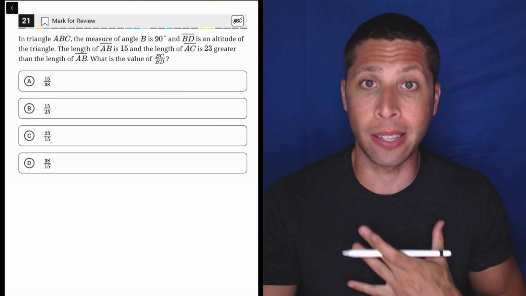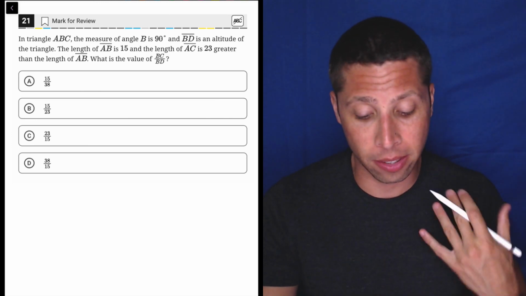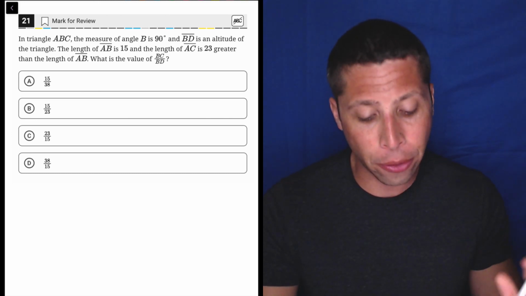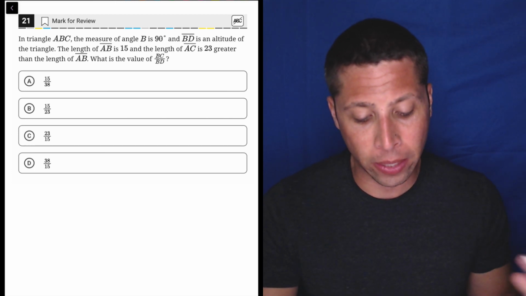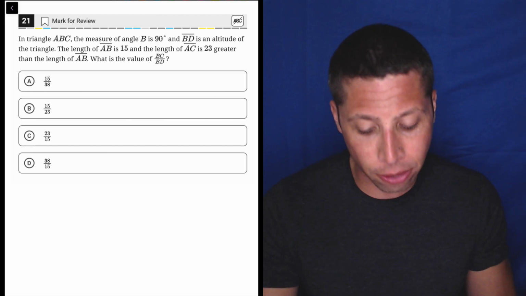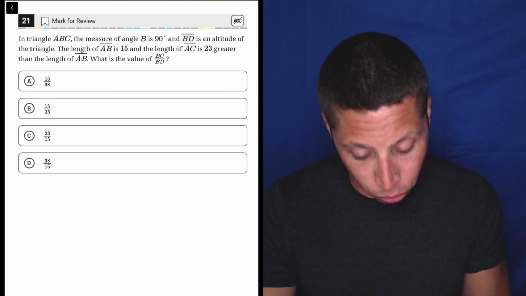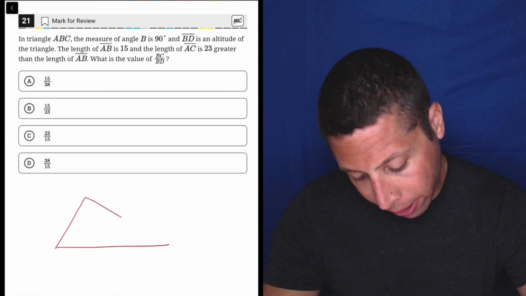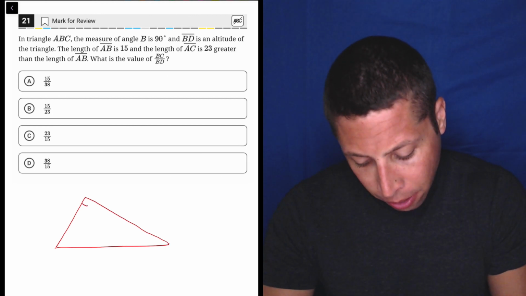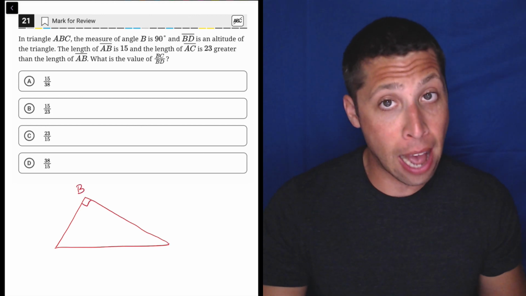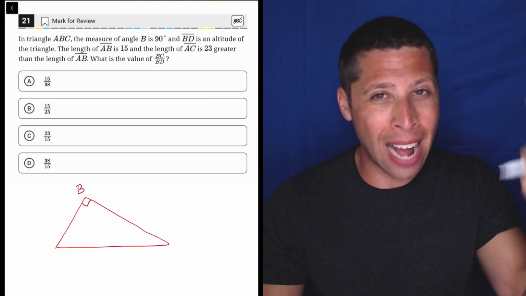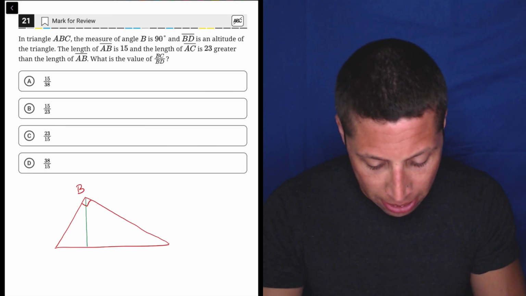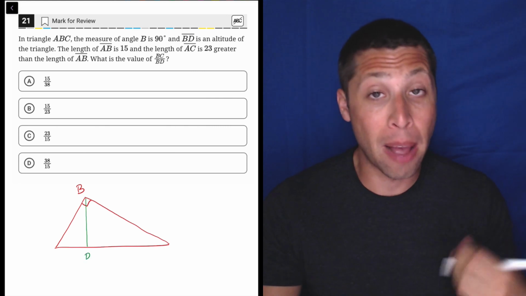First, though, let's get some pictures on our scrap paper, because there's no way for me to think about this without seeing this triangle. So let's just follow the first sentence here. In triangle ABC, the measure of angle B is 90 degrees and BD is an altitude of the triangle. So that makes me want to draw this thing this way, where I have a right triangle, but the right angle B is at the top, because for me the word altitude, I just think up and down, right? So you don't have to draw it this way, but that's just in my mind the easiest way to picture it.